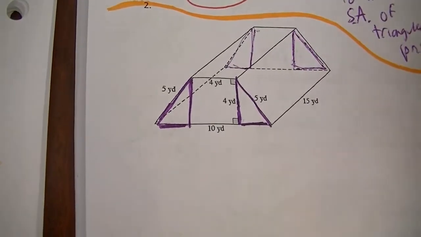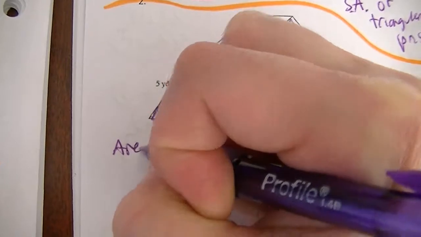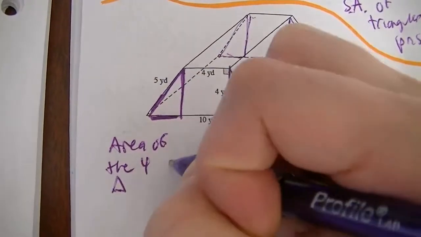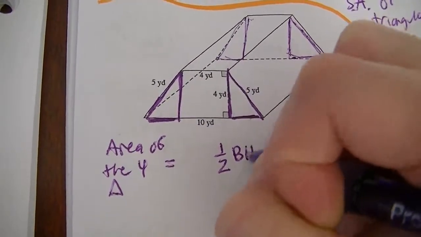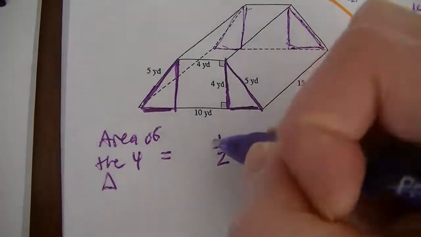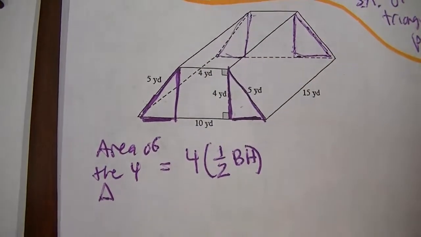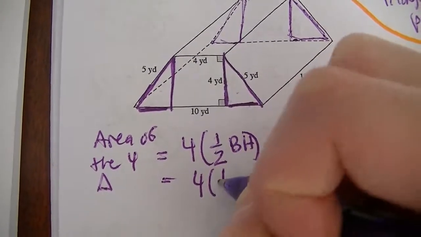We've got to find the area of them. So I'm just going to write down area of the 4 triangles. Well, area of one triangle is 1/2 base times height, or you can go base times height divided by 2. And how many of them are there? There's 1, 2, 3, 4. There's 4 of them, so that's why I'm going to multiply it by 4, okay? So I'm going to substitute values in, keep the 4, keep the 1/2.